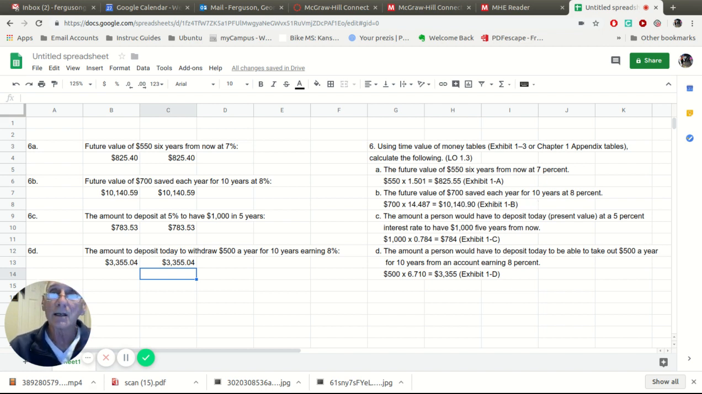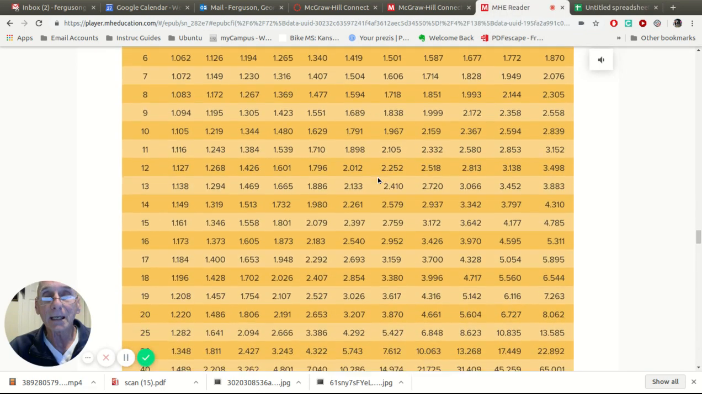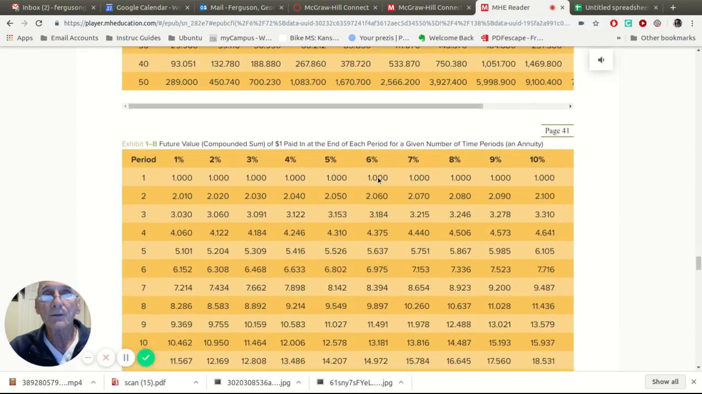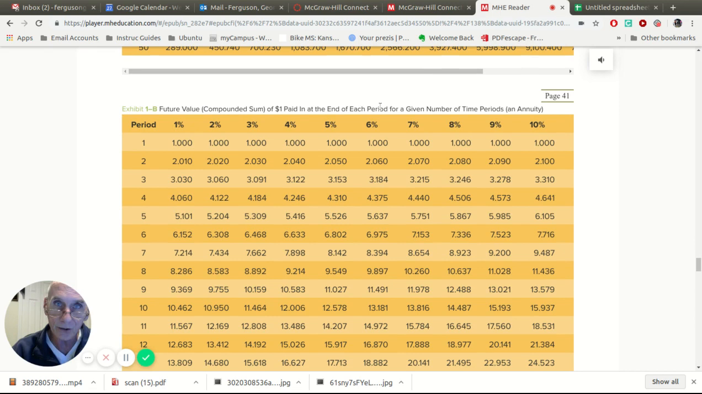So the second one, the future value of $700 saved each year for 10 years. So in other words, if you take $700 and put that aside every year for 10 years and you're getting 8% on your money, how much are you going to have? So you go to the tables, and we're going to look at table 1B. 1B is the future value of an annuity. In other words, each year I'm going to make a payment. The first one was just one payment. That's it. How much am I going to have? In this case, I'm going to take $700, put that aside every year. So what you're looking at is 10 years at 8%. Here's your 8%. Here's your 10 years. Come over here. You get the number 14.487.